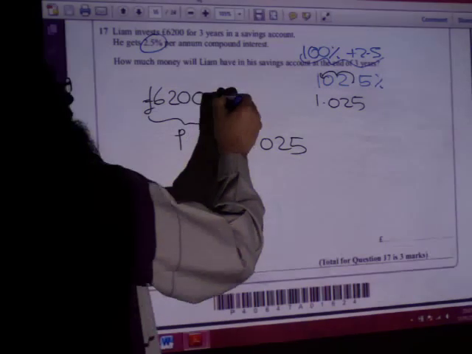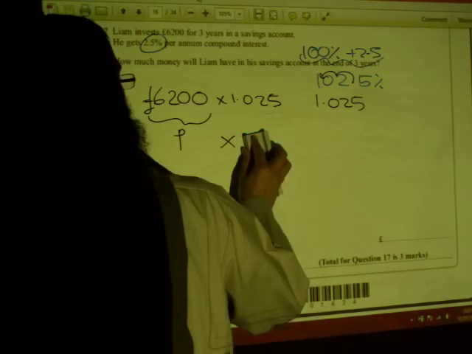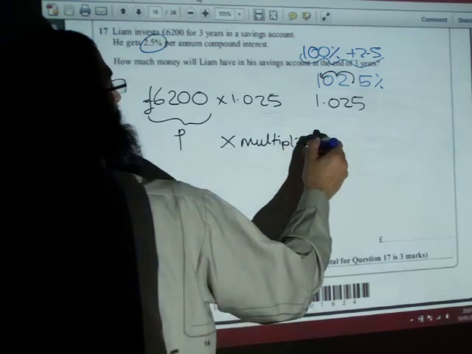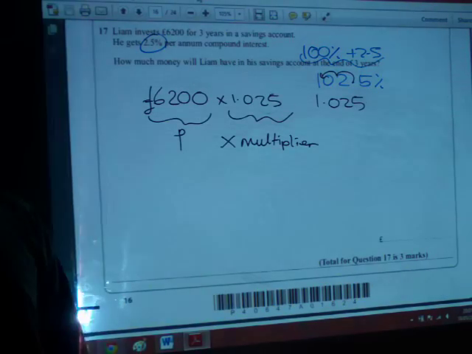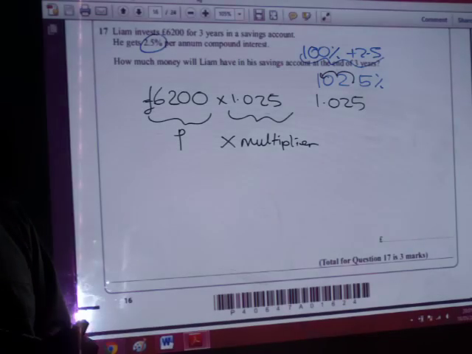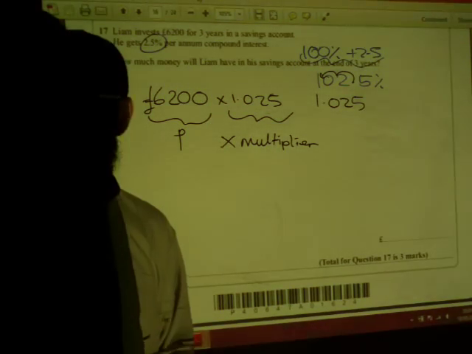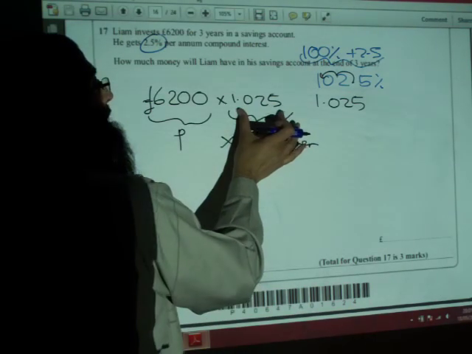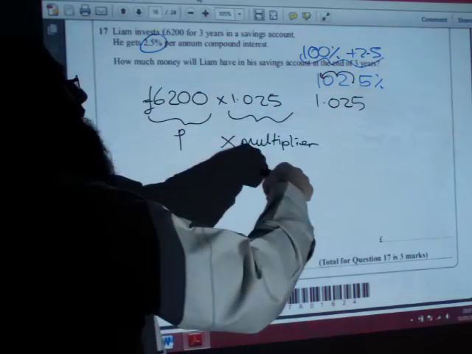So there's your principal amount. That will work for 1 year. So the 1 year will tell you that you increase your money by the original amount plus the extra bit, which is 2.5%. It says that it's done it for how many years? 3 years. So we're going to get 6,200 times the multiplier, and we can do that 3 times. So times it by this, and then again by that, and then again.